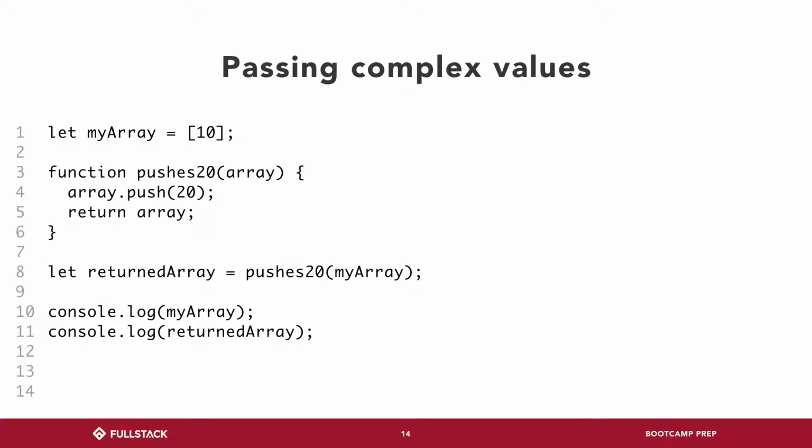So on line 4, we say, hey, go to whatever array is. And in this case, we're going to look at our innermost scope first. And so we say, does array exist inside pushes 20? It does. What is it? It's pointing to this thing over here. Go to that thing and push in the value 20. And it does that on line 4. What does line 4 evaluate to? Trick question.